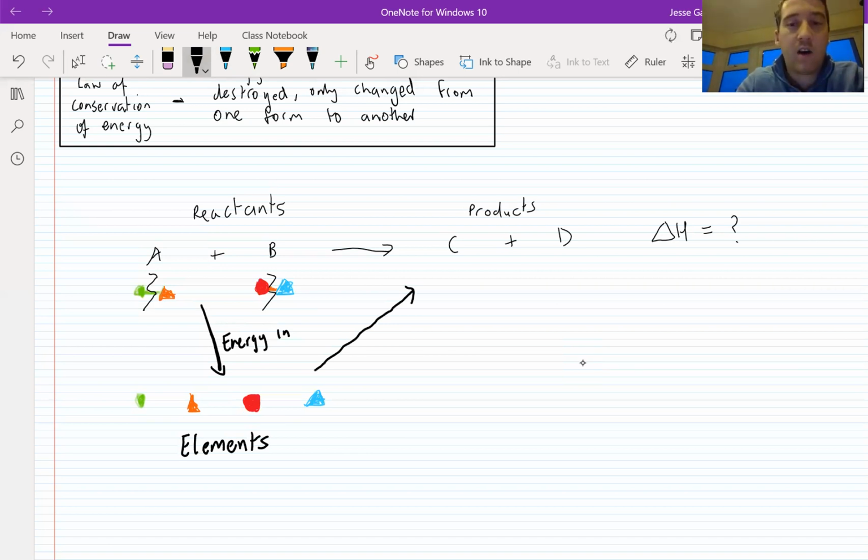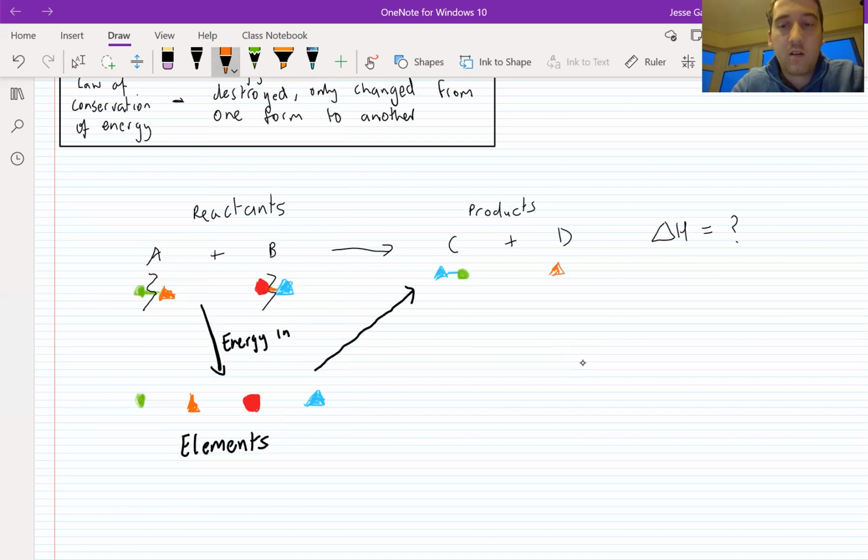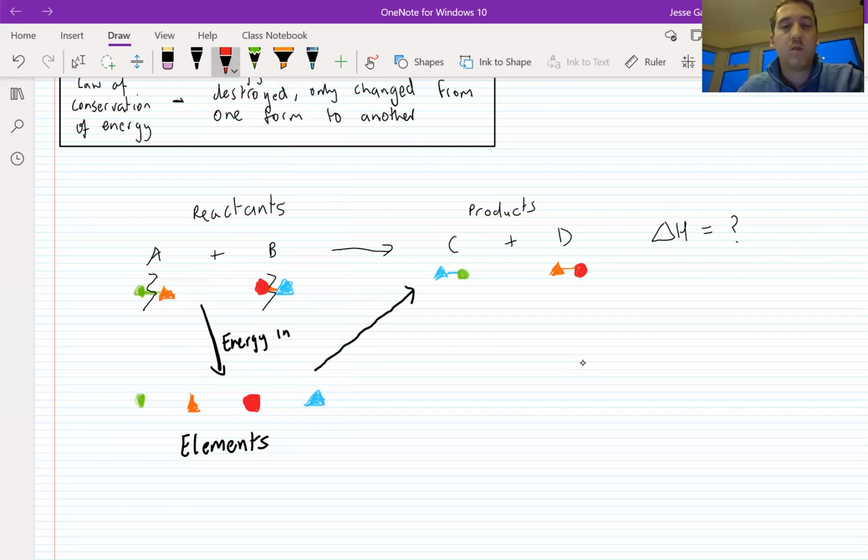So now we have our blue triangle, which is chemically bonded with our green circle. So blue triangle and green circle. And we now have an orange triangle like that. And it's chemically combined with a red circle like this. So we've got 2 different products now. Now, when these bonds are formed, energy is given out or is released.